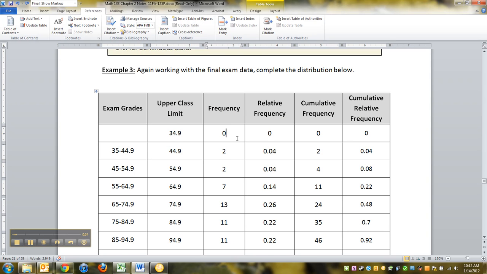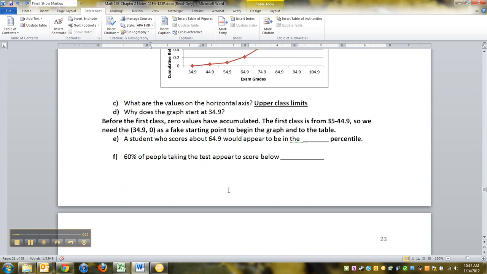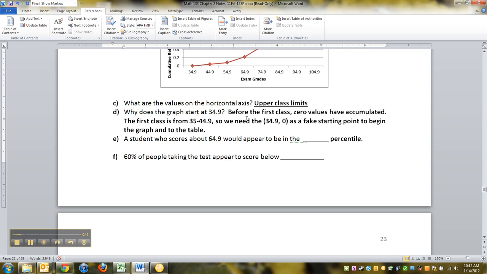There was nothing before 35. So in other words, nothing before or equal to 34.9. And that's what you're saying here, right? The first class is 35, so we've got to start at 34.9 because nothing had accumulated before that. Let me just put it this way.